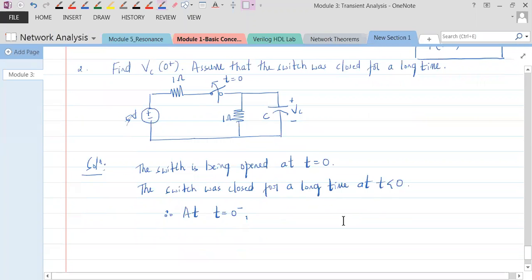Therefore, at t equal to 0 minus, what we can say is the circuit was in steady state with switch closed. Okay. So another thing that we need to understand is, when in steady state, what is C acting like? In steady state, C acts as what?